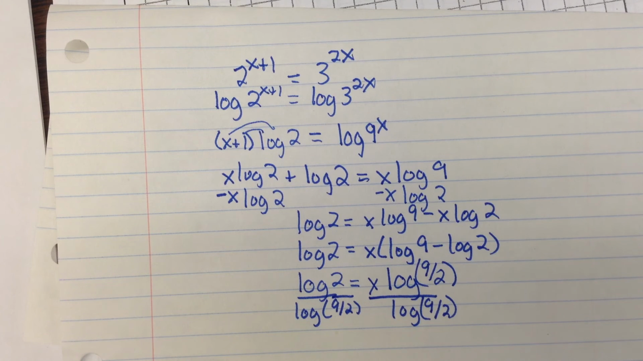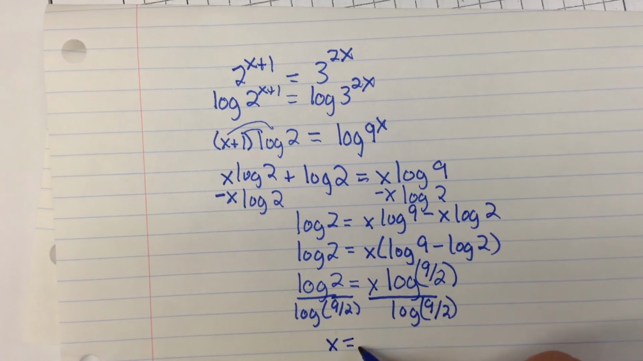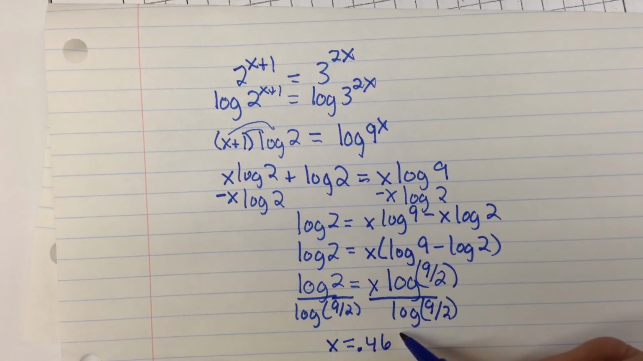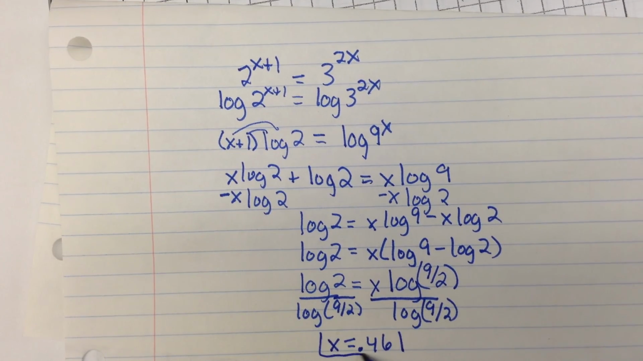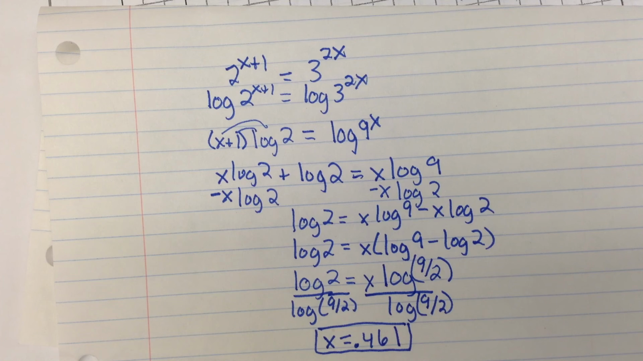You're going to do the log of 2 divided by the log of 9/2. And you're going to be very careful to use a lot of parentheses. And you should come up with this answer. X equals 0.461 approximately. And then you can impress your friends at parties by showing them that you know how to do this, and they don't.